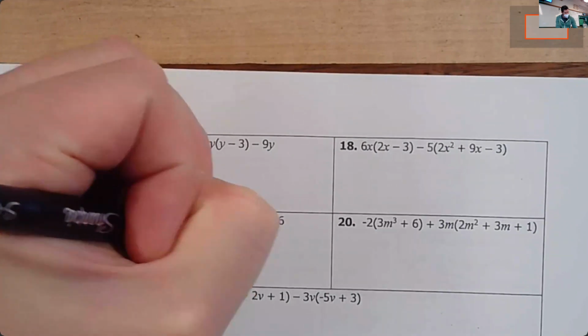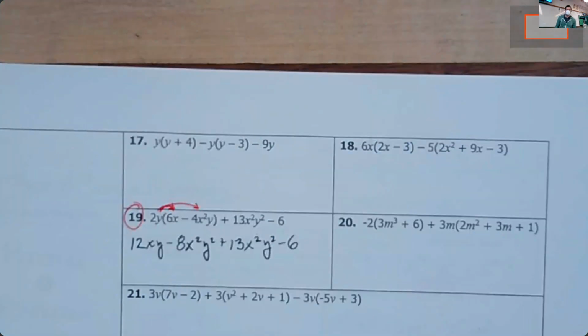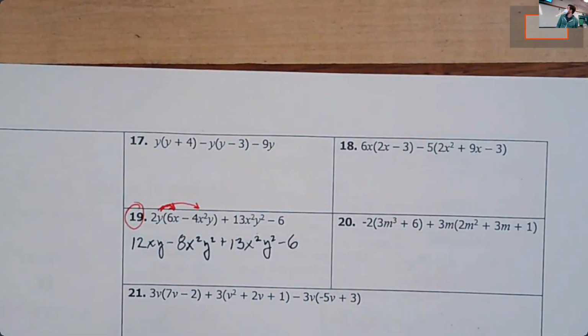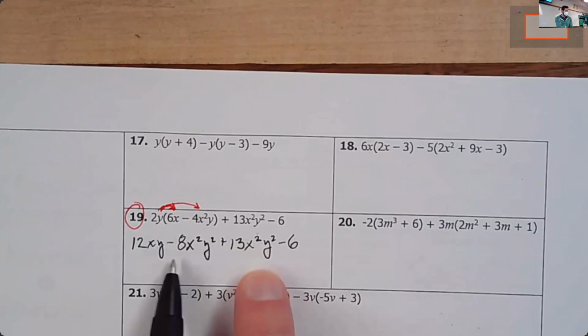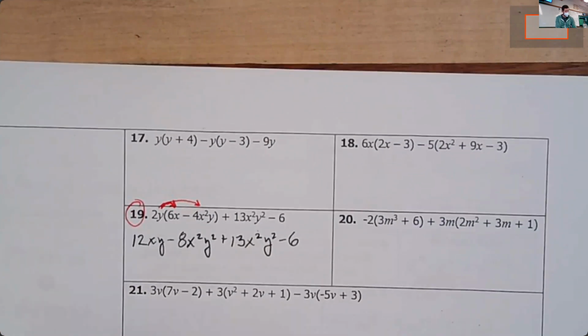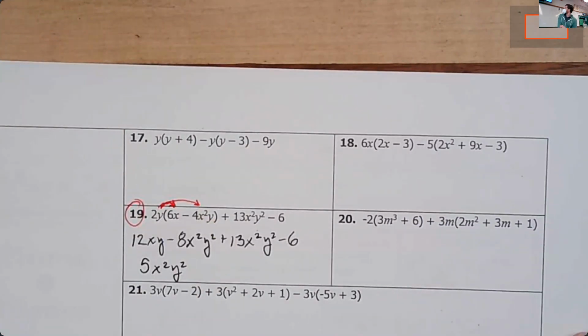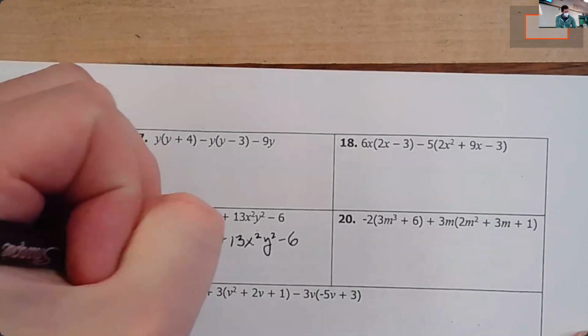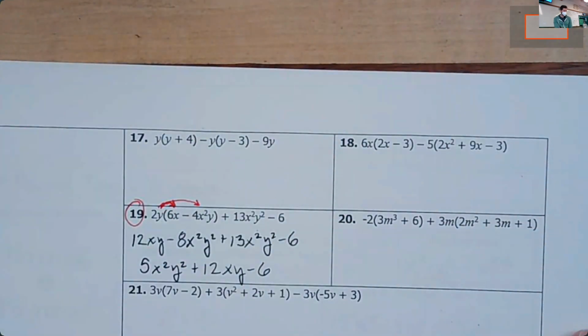Plus 13x squared, y squared. And then minus 6. So the highest amount of exponents are with the x squared, y squared. We have 2 of those terms, so we've got like terms here. Negative 8 plus 13 is positive 5, so that's 5x squared, y squared. And then the rest of them don't combine because we don't have any more like terms. So positive 12xy, so plus 12xy, and then minus 6. And that's the answer for number 19.